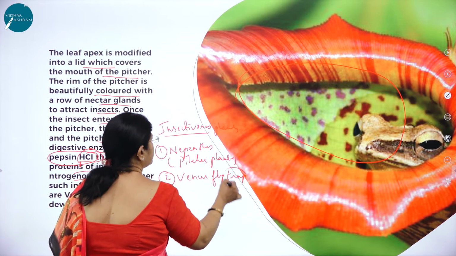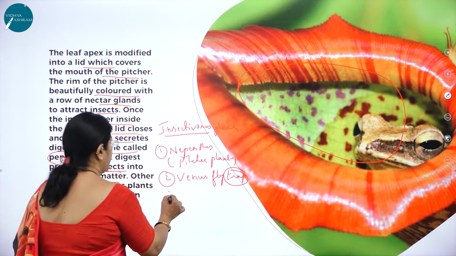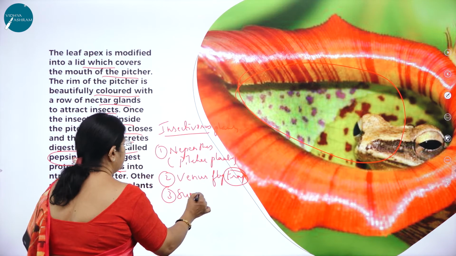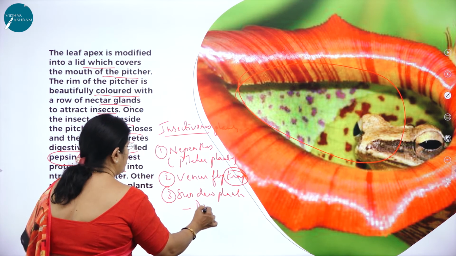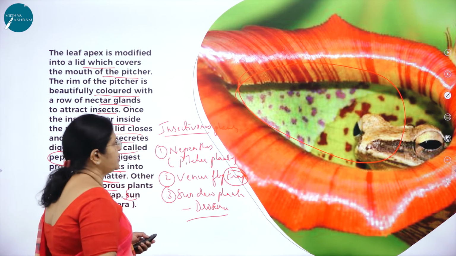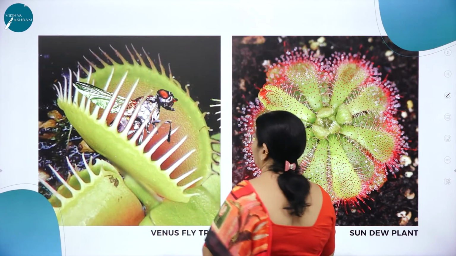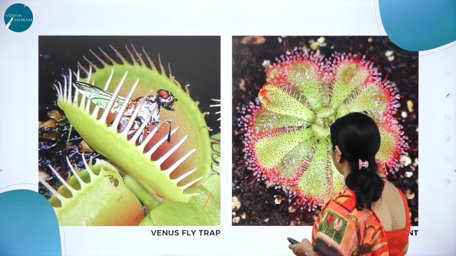See, the very word itself will tell you, trap. It is going to trap the insects. And third one is sundew plant. What is the other name for it? Drosera. Drosera. So now let us see in the next picture. See here, a beautiful picture of the Venus flytrap and the sundew plant.